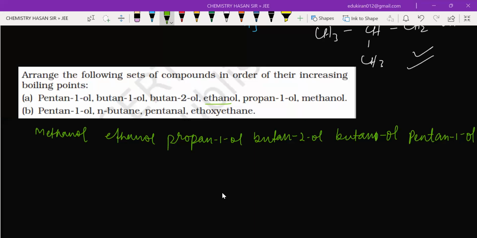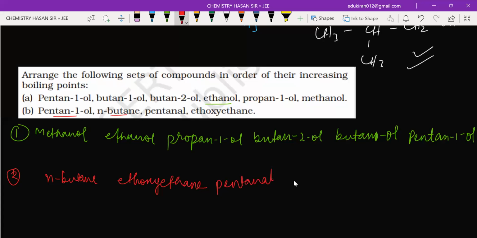Am I audible to you? This is the first one. Okay. Next one, pentan-1-ol and butane. So the hydrocarbon will be there first. Then comes your ether, ethoxyethane. Then comes your aldehyde, and then comes your pentan-1-ol.